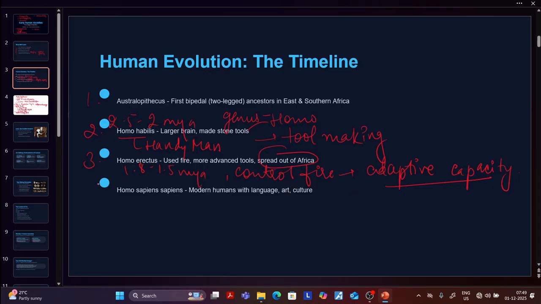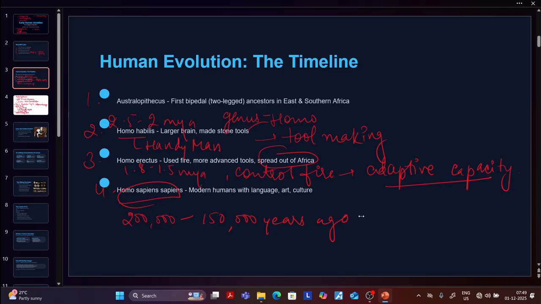Fourth and finally, we have Homo sapiens sapiens, modern humans. Anatomically, we emerge around 200,000 to 150,000 years ago. Brain size is approximately 1300 to 1400 cubic centimeters, actually slightly smaller than Neanderthals in some cases, but qualitatively different.